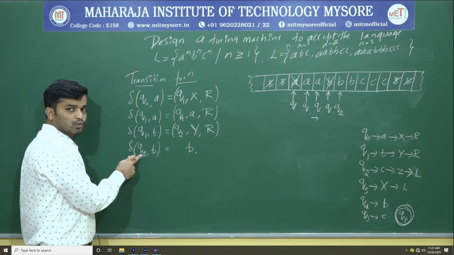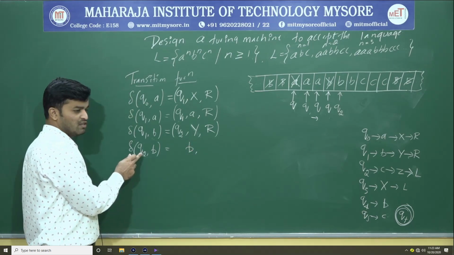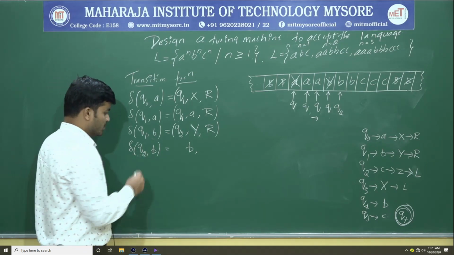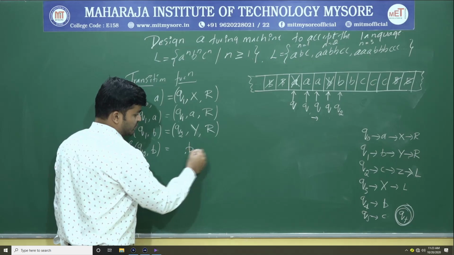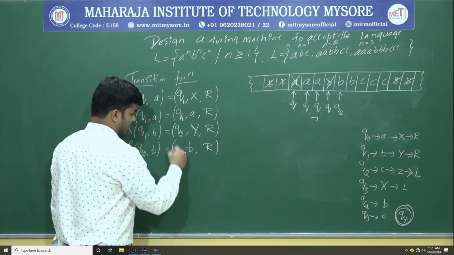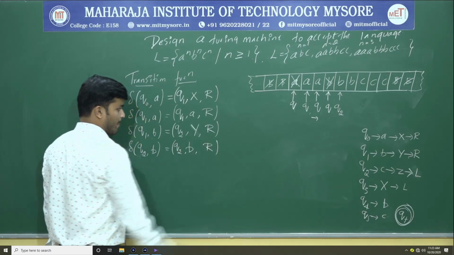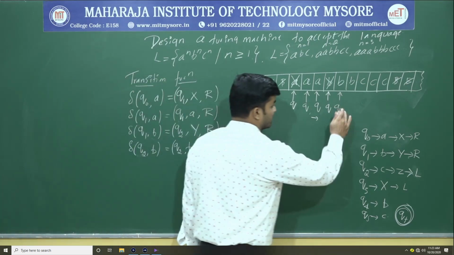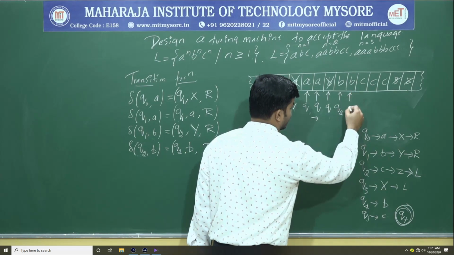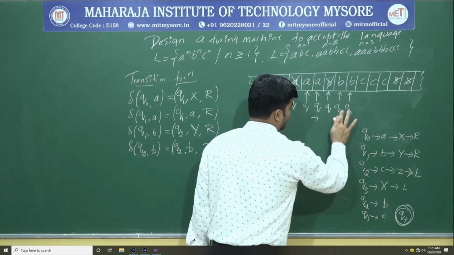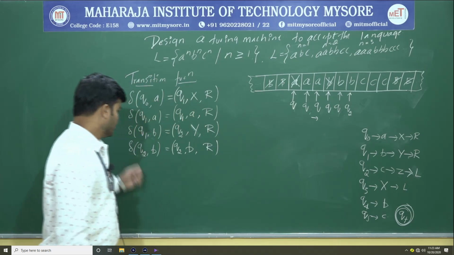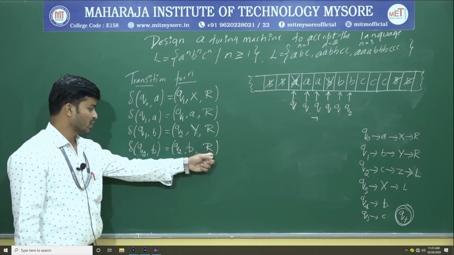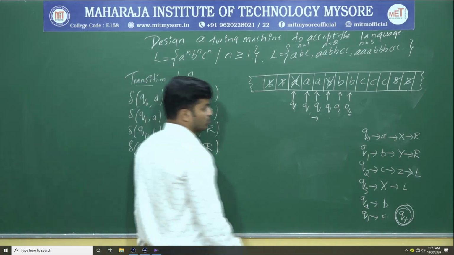Why? Because I am using Q2 not to find what? C. If I get a C, I am going to replace that one with Z. Okay, so maintain that B as it is, move at right hand side by maintaining same state what? Q2. Okay, yeah. So it will maintain that B as it is and move at right hand side by maintaining same state what? Q2. Again Q2 upon B, it will maintain that B as it is and move at right hand side with the same state what? Q2.